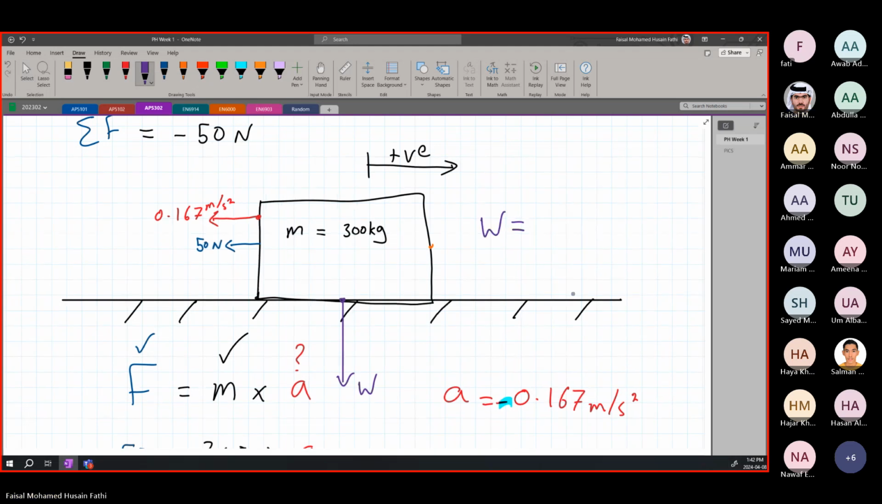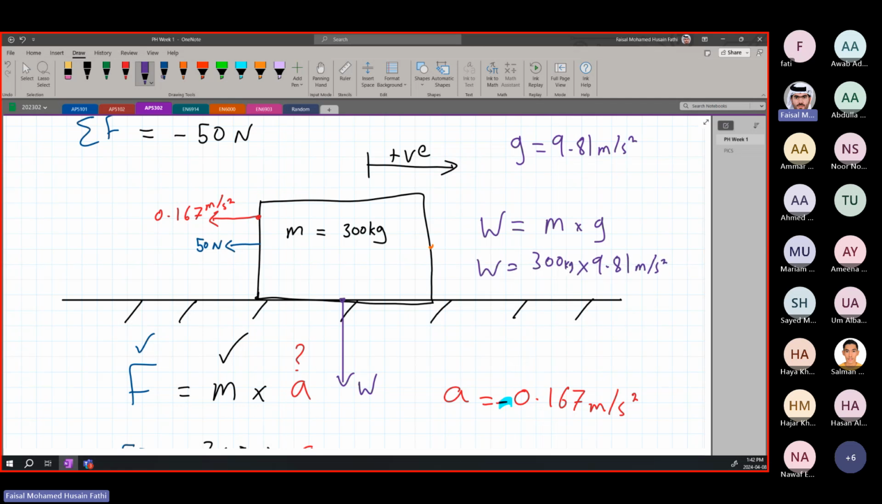Weight is equal to mass times gravity. Gravity is given to you as 9.81 meters per second squared. Sometimes they might tell you that gravity is equal to 10 meters per second squared. This is normal. It depends on what the question asks. Just follow whatever is written in the question for gravity and you will use that. The weight will simply be 300 times 9.81, where 300 is in kilograms, which is 2,943 newtons. It's a very heavy box.